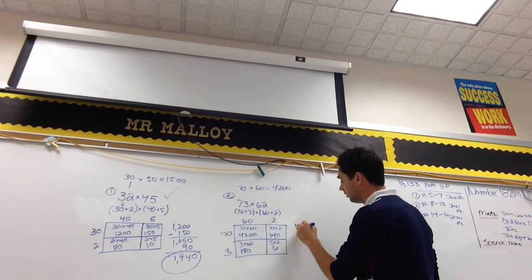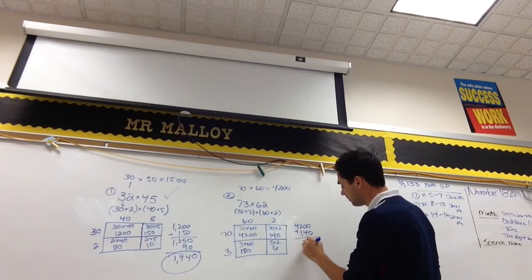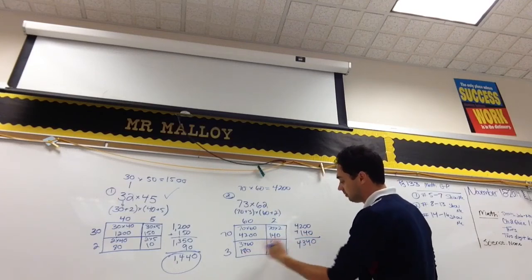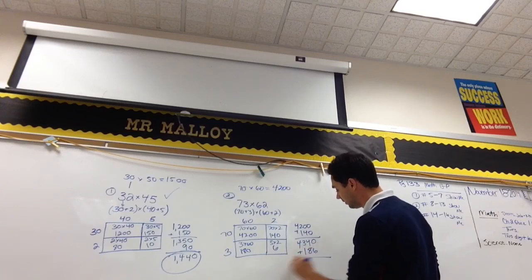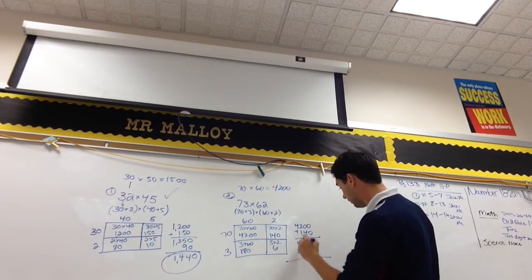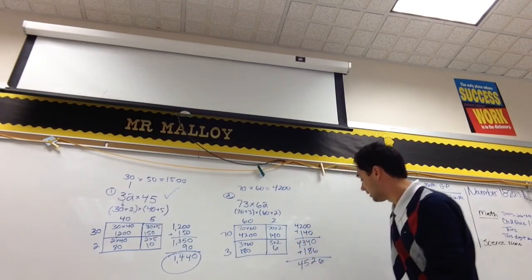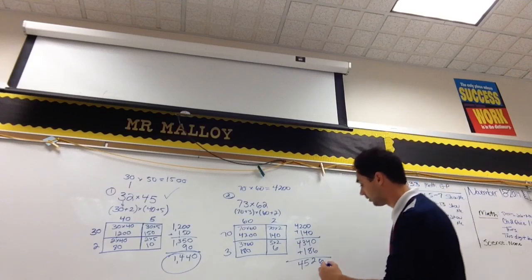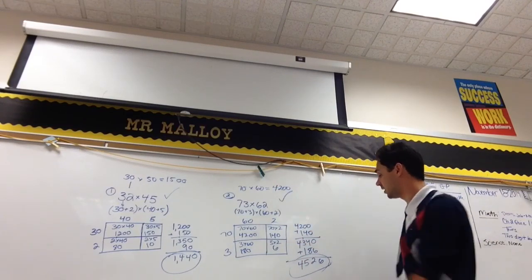So I'm going to do 42 plus 140. Notice I try to keep my place values lined up. I can do this one real quick in my head, so that's 186. And I just bring that over. So I got 4,526. I look at my estimation, yep, checks out.